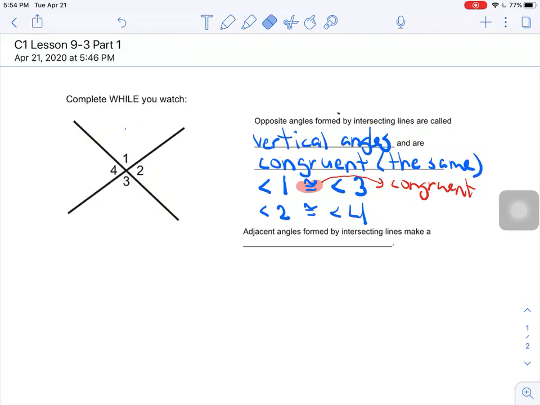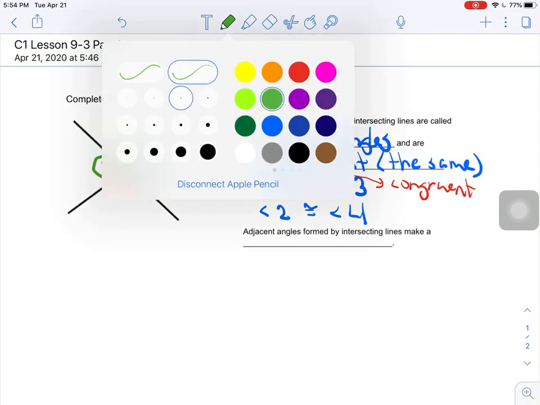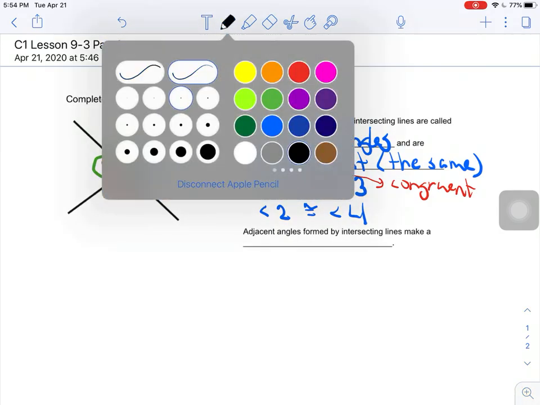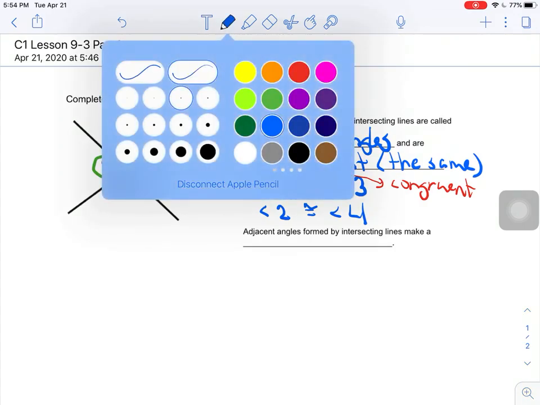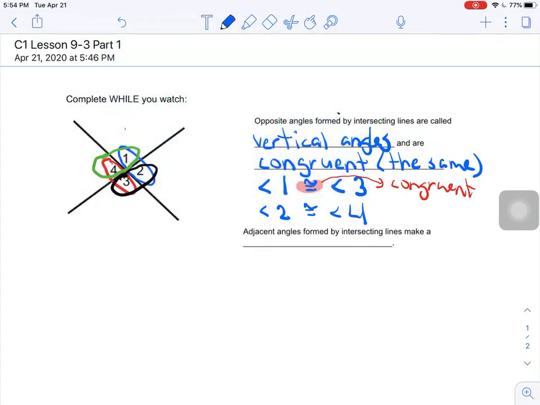The other observation that you were asked to make was about things called adjacent angles. We said that adjacent angles are angles that are sharing a ray. In other words, angles that are right next to each other. There are actually 4 different pairs of angles that are next to each other in this diagram. 1 and 2 are right next to each other. We also have 3 and 4 right next to each other. We could go the other way too: 1 and 4 are next to each other, and 2 and 3 are next to each other. So there are actually 4 different matchups of adjacent angles.